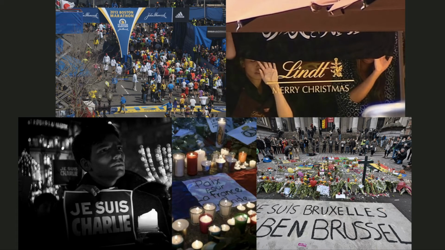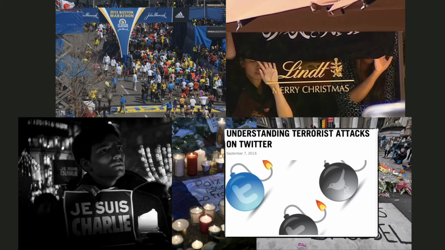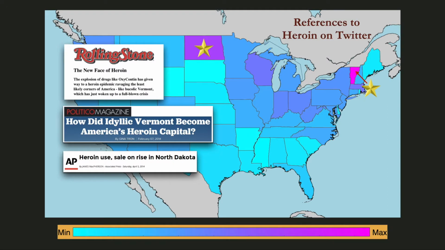As I've already mentioned, looking at how social media responds to crises, there are papers about understanding terrorist attacks on Twitter. This is an interesting case, especially with terrorism, because one of the goals of terrorism is to instill fear in a population and drive behavior. So by looking at how people are responding to terrorist attacks online, you get some sense of this response. There's been other work on looking at the drug epidemic in the United States and looking at different states that have higher than expected prevalence of mentions of heroin or particular drugs.